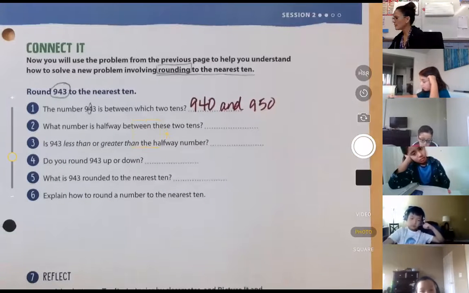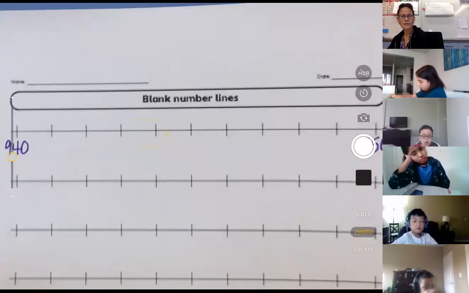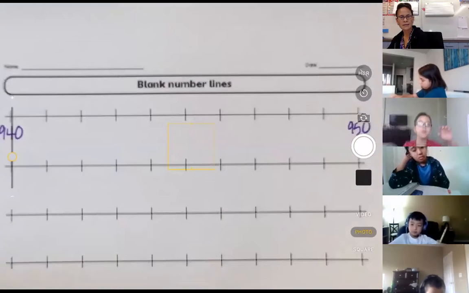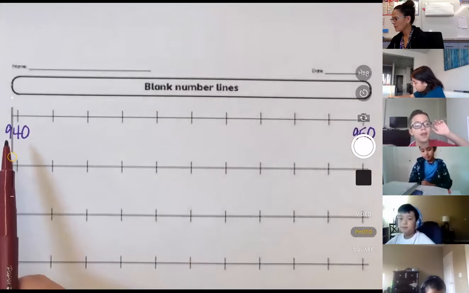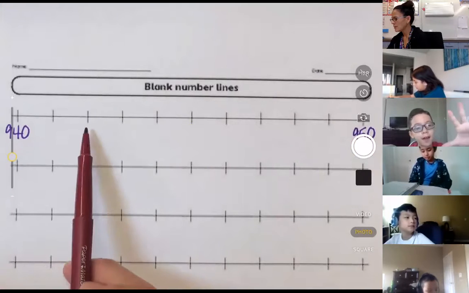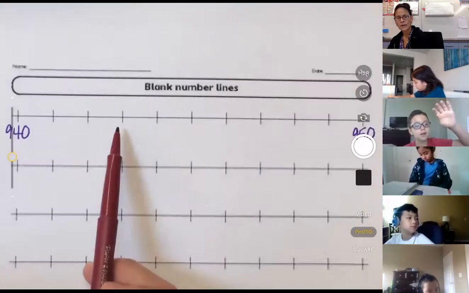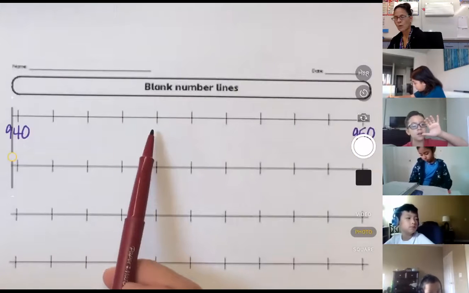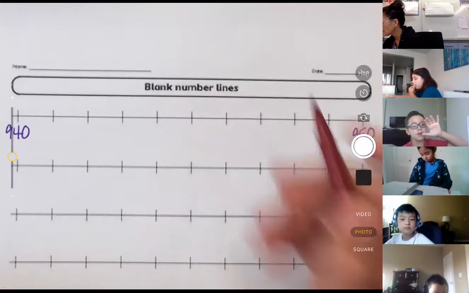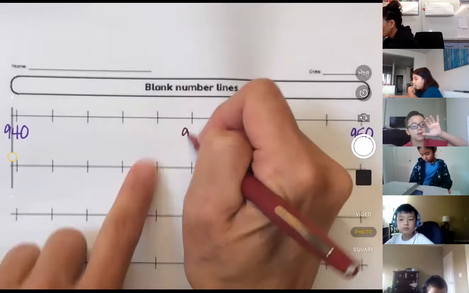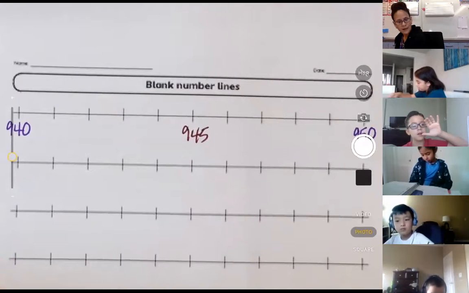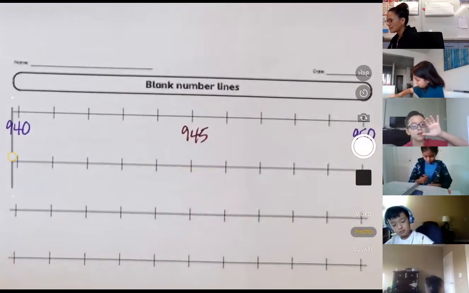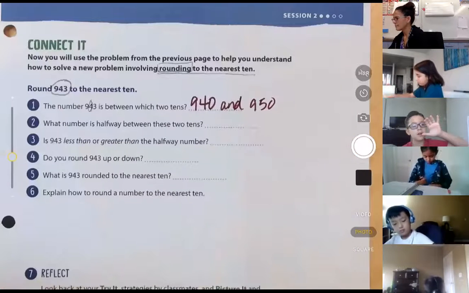So if we look at our number line, let's go back to that for a second. We're going to see 940, right? 941, 942, 943, 944, 945. That is going to be the halfway point.